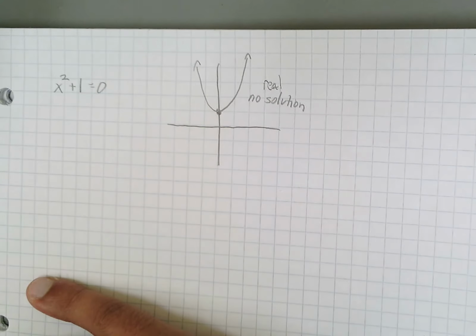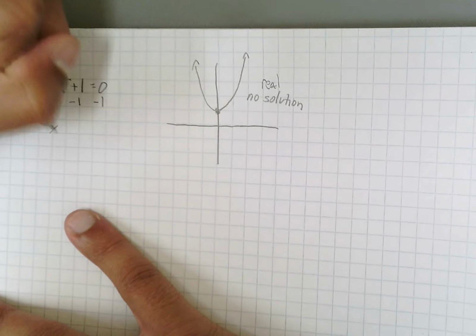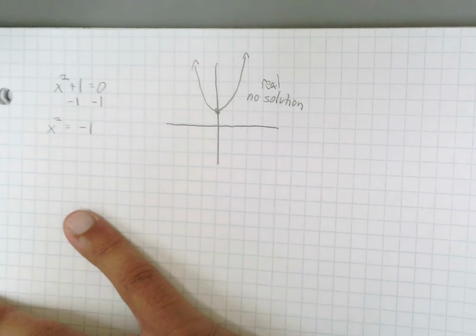So quadratics always have at least two solutions, but they may be real, they may be imaginary. So let's go ahead and solve this algebraically to see the imaginary solutions. So first I'd subtract 1. I get x squared equals negative 1.